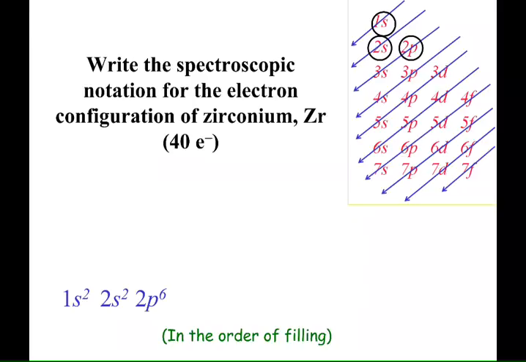Now anytime you are doing a spectroscopic notation or box and arrow notation, and you end up with a p-type subshell completely filled with 6 electrons, you are bumping up against the end of the period. You're bumping up against a rare gas. So this actually is neon. All right? So we're up to 10 electrons on our way to 40.